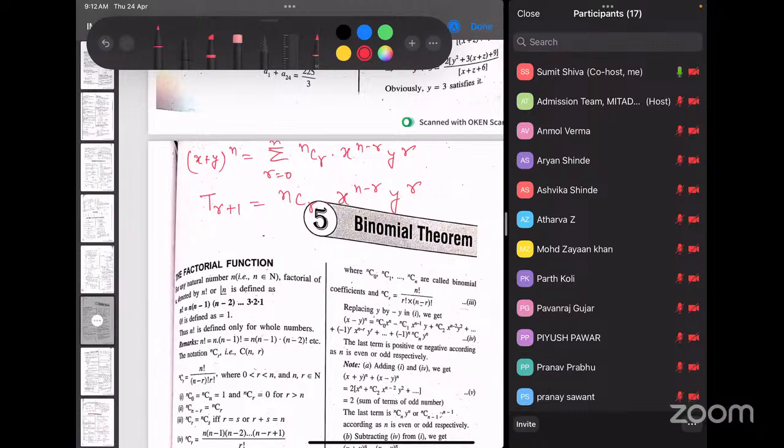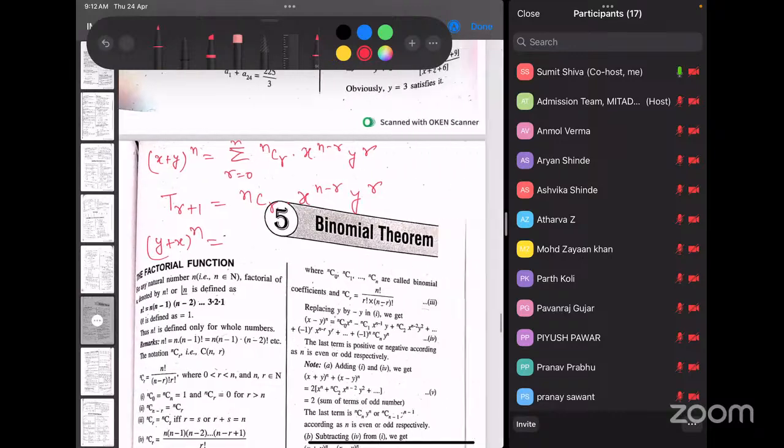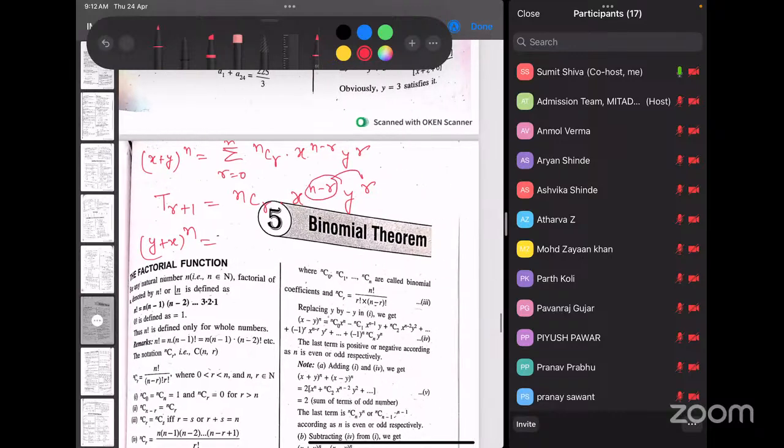If you are interested to find any term from the ending, then you have to interchange x and y. So this will be (y + x)^n, and they will be interchanged. This will go here and this will go here. So this will be nCr y^(n-r) x^r. This will give you any term from the ending. So to obtain any term from the ending, you just have to flip x and y in the expansion. Understood?